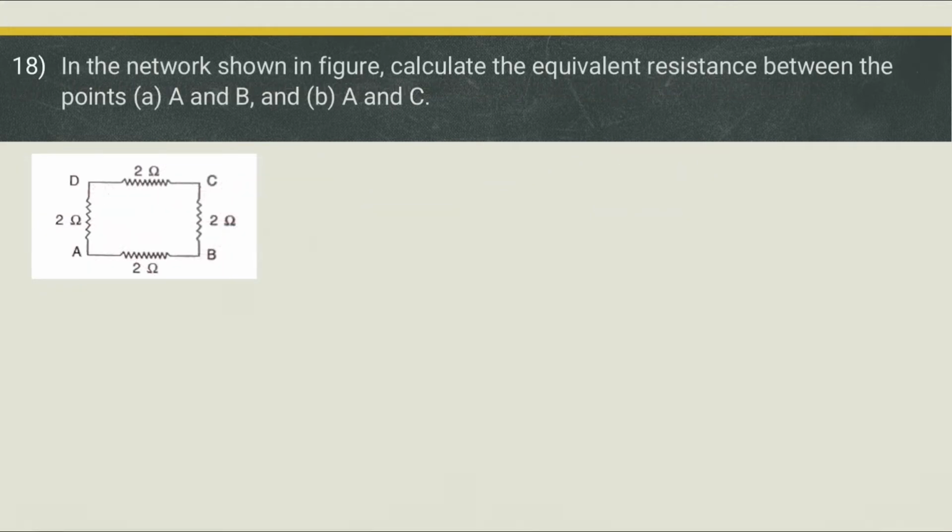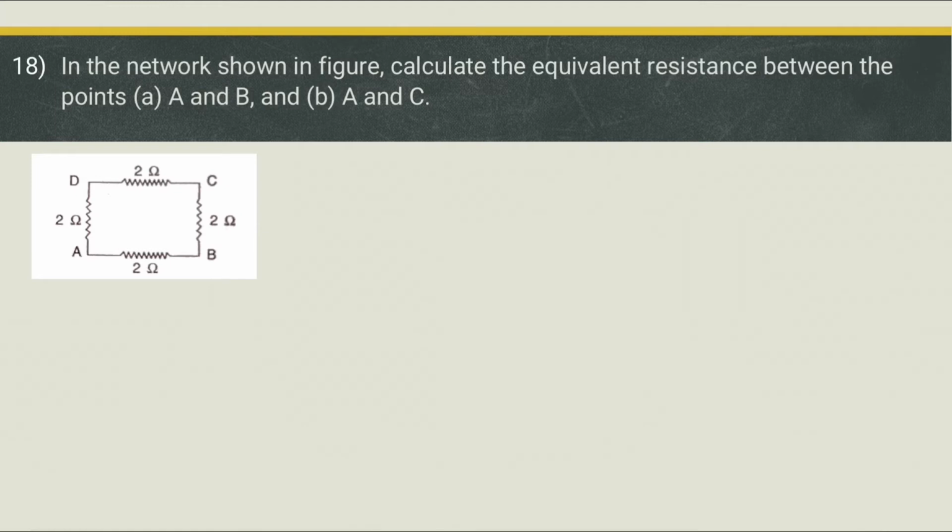Next question. In the network shown in figure, calculate the equivalent resistance between the points A and B and A and C. Alright, so pause the video and try to solve this question first on your own. Remember that between the 2 points, when we want to find out the equivalent resistance, first we identify the number of paths and then simplify, and the identified paths are in parallel.